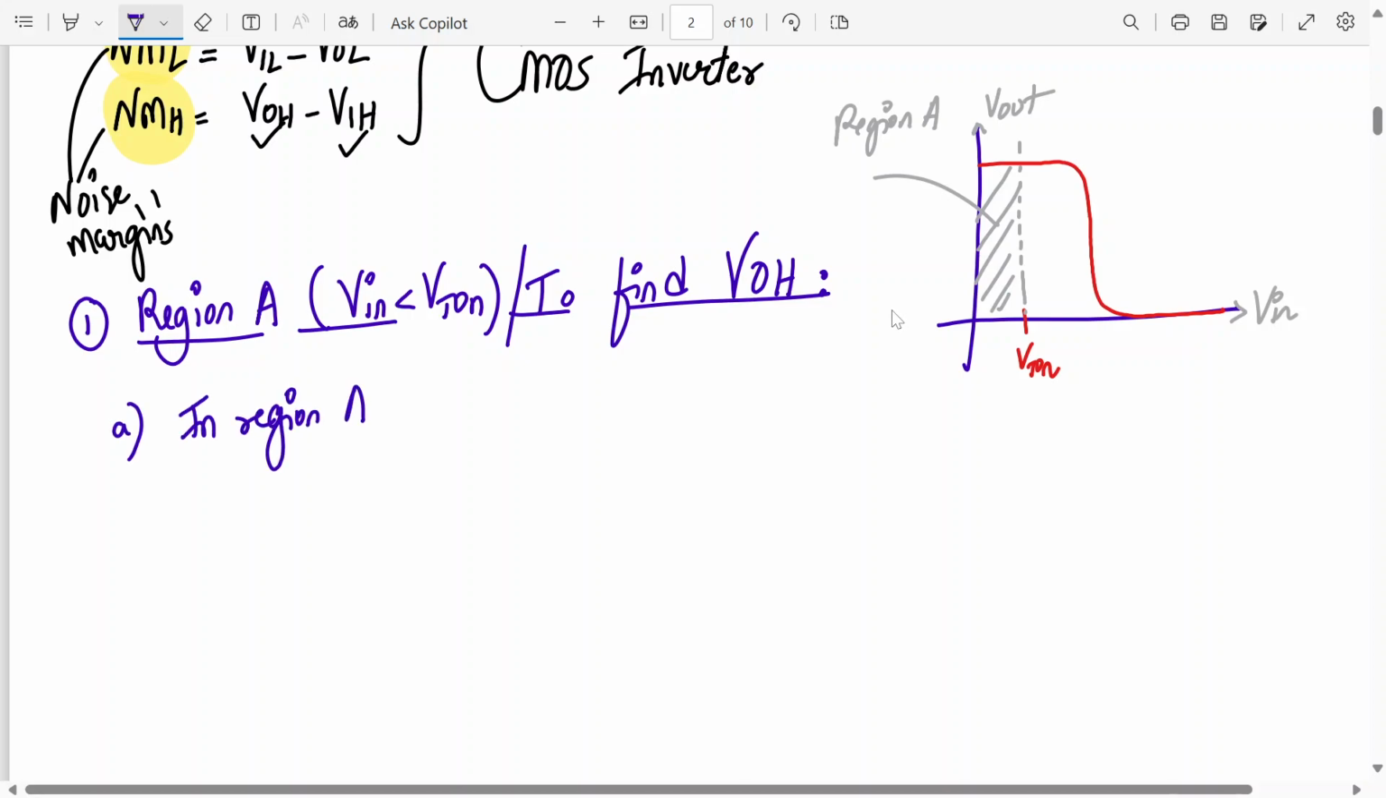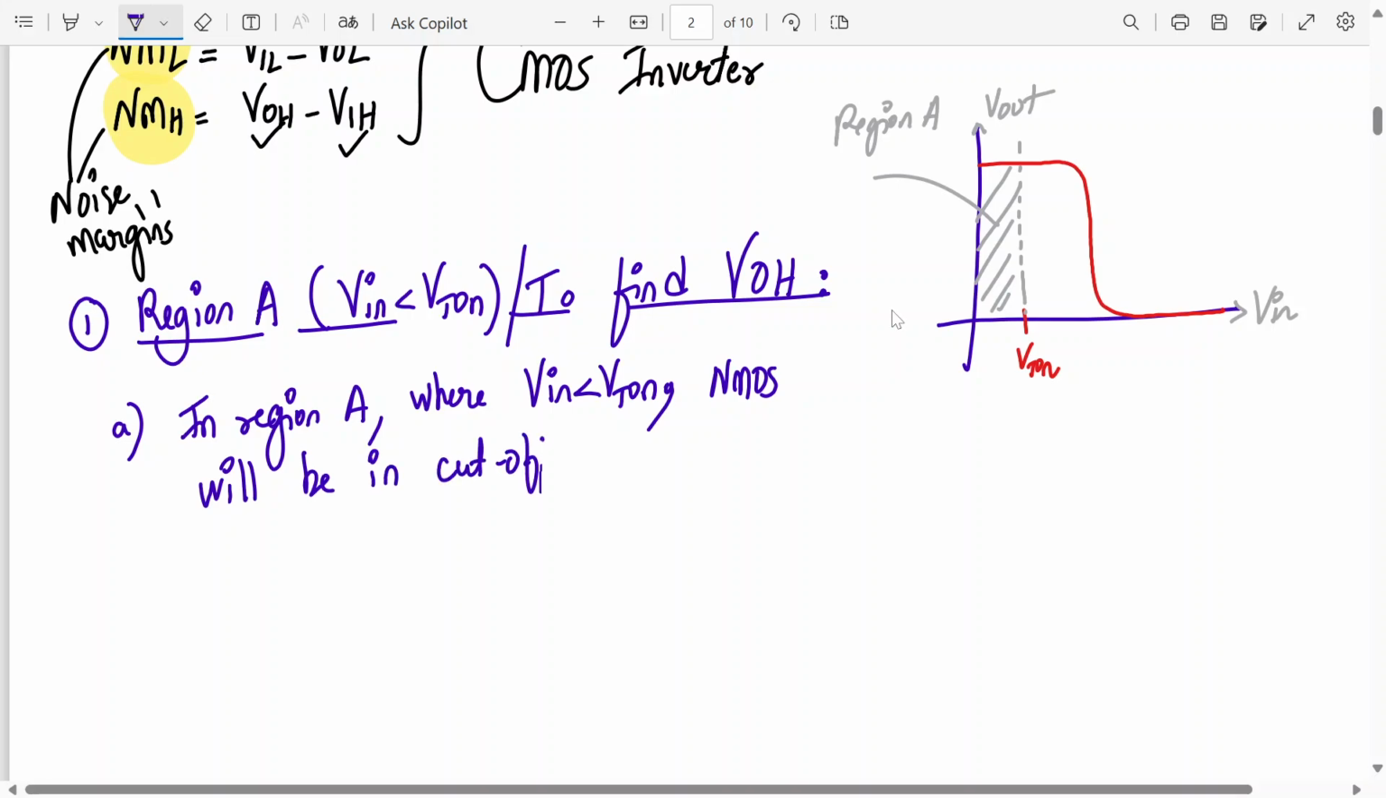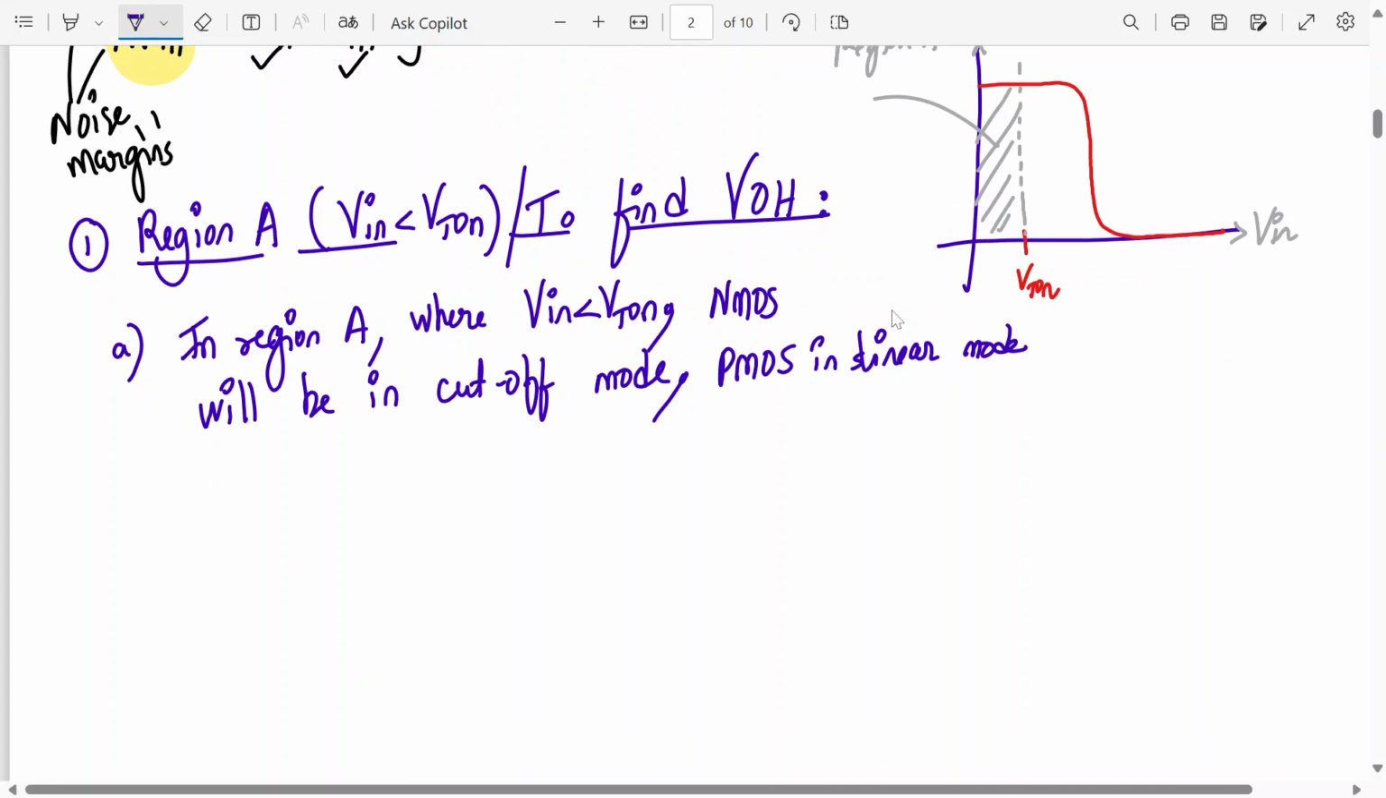In region A, where Vin is less than VTON, Vin is the same as VGSN. So VGS is less than VTON. That means my NMOS will be in cutoff mode of operation, and we have seen that PMOS is in linear mode. So therefore, if I ever draw my CMOS inverter, how will it look like?